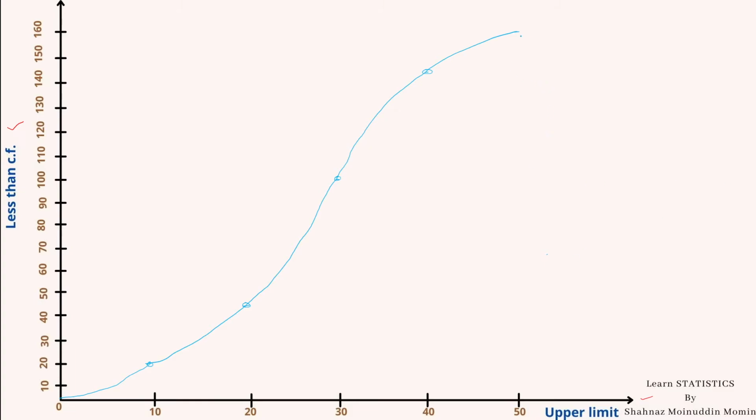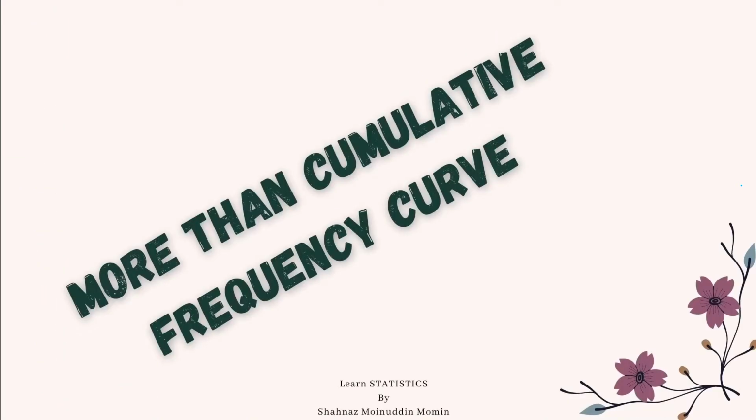This is our less than cumulative frequency curve, and it looks like the alphabet S. Now we shall consider the second type of cumulative frequency curve, known as the more than cumulative frequency curve.